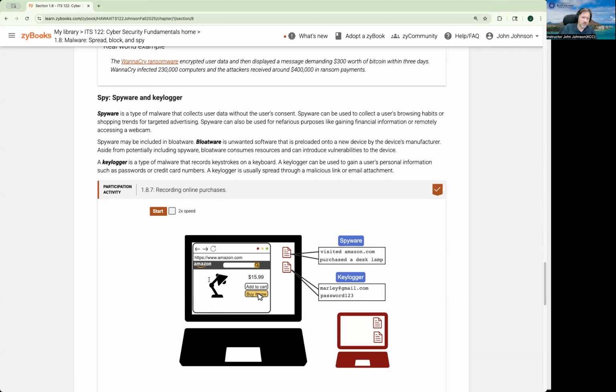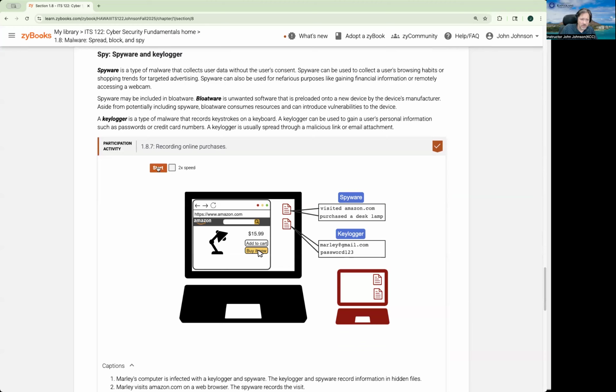Keyloggers, though, those are really nasty things, and that's malware that's going to record your keystrokes on the keyboard. So a keylogger can be used to gain your personal information, like your passwords, your credit cards, and then after it's done that, it's going to send it off to the hacker. But a keylogger is usually spread just like everything else that we've talked about here, through a malicious link or an email attachment. So we're going to take a look at it right here.